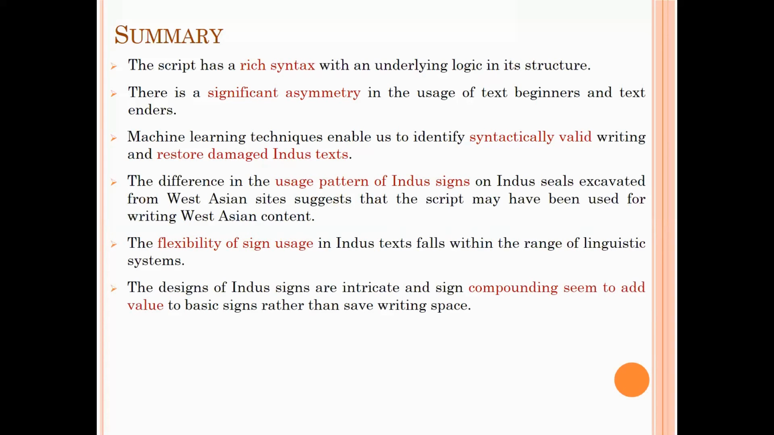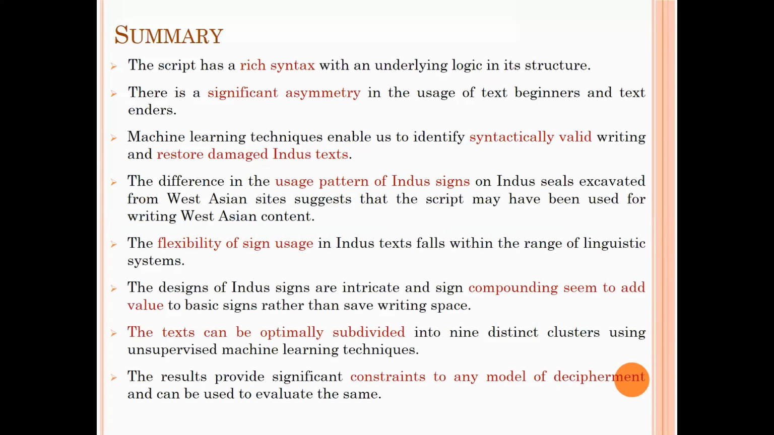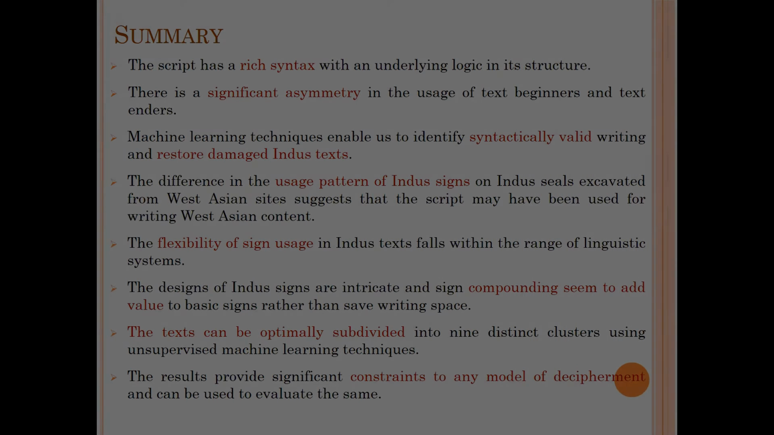The design of Indus signs is intricate, and sign compounding seems to add value to basic signs rather than save writing space. The text can be optimally subdivided into 9 distinct clusters using unsupervised machine learning techniques, and the results provide significant constraints to any model of decipherment and can be used to evaluate the same.